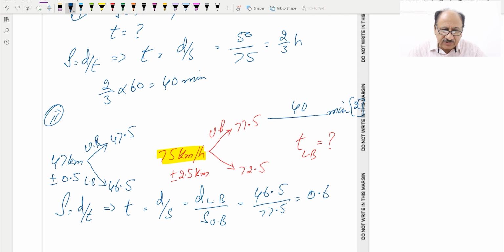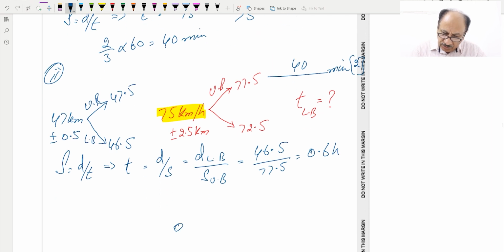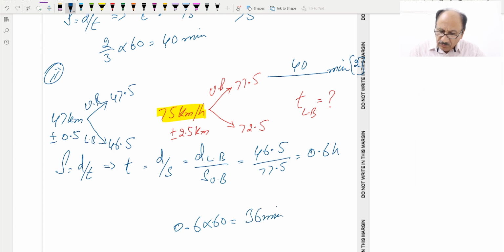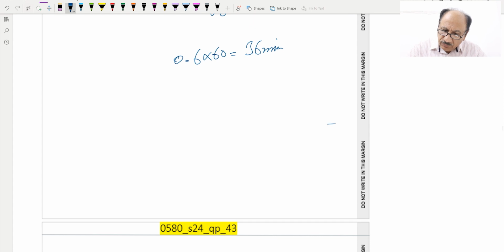Now 0.6 is in hours, but we need minutes. So we multiply 0.6 by 60, and we will get 36 minutes. So our answer at the proper location will be 36 minutes, and this is the 3 marks part which we have done. Hopefully you understood this.